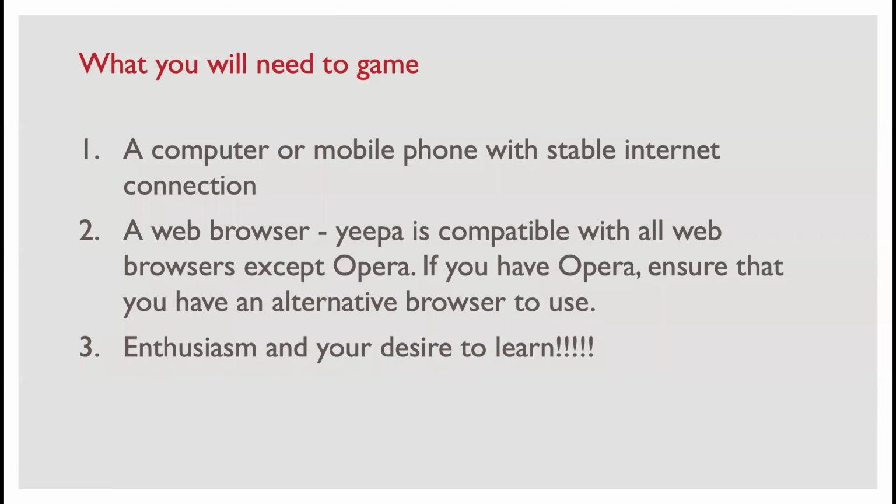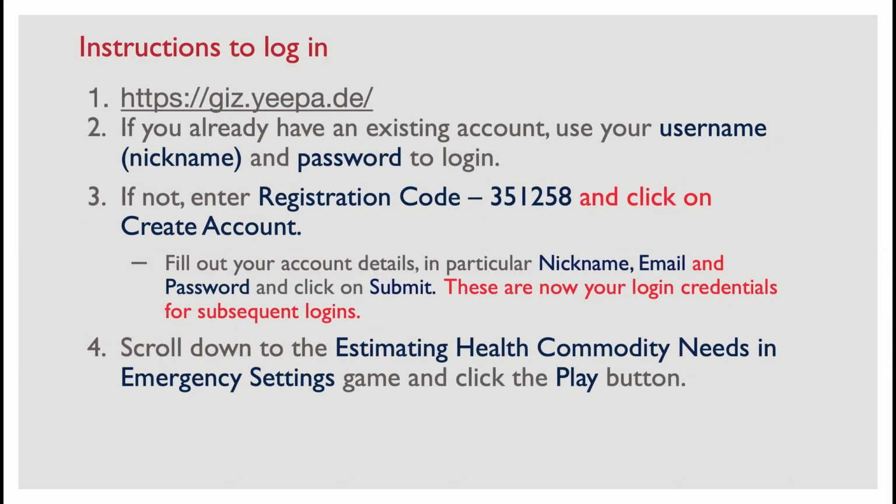Next slide, please. So what do you need to play the game? You need a computer, mobile phone, or any device with a stable internet connection. You need a web browser. Anything except for Opera will work well with this game, and your enthusiasm to learn. I want to point out that the website has changed for the game. So if you've previously been playing the game, please update using this URL, and we will give you further instructions when we send our follow-up email after the webinar, along with the registration code.